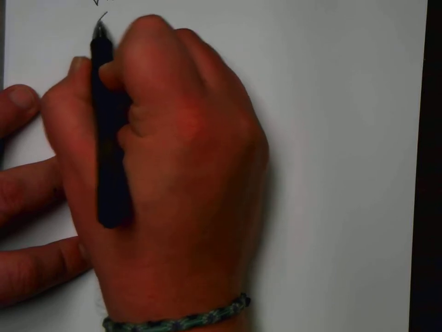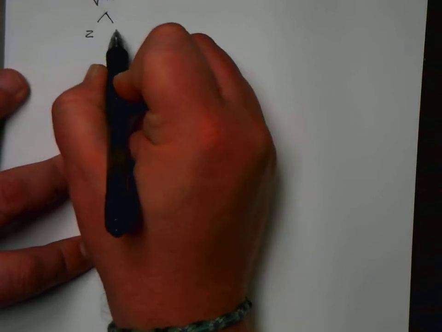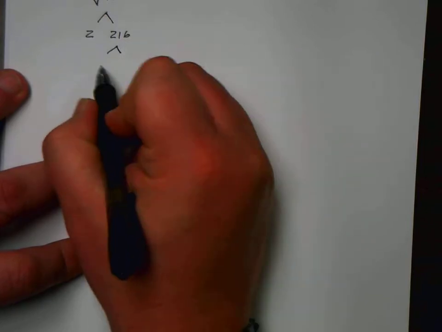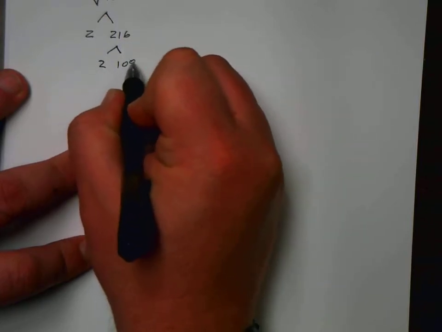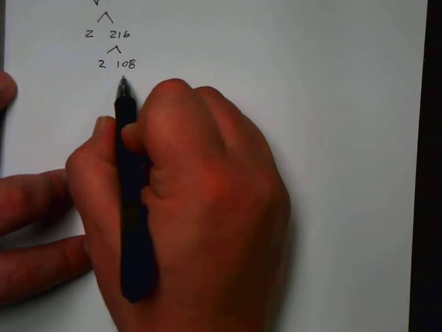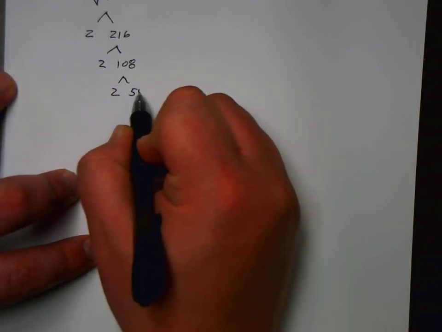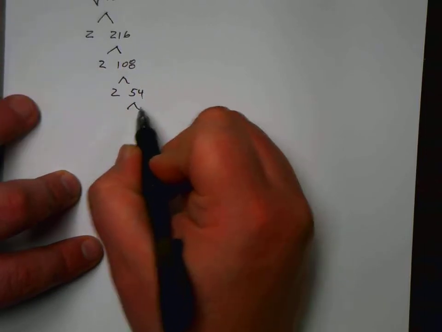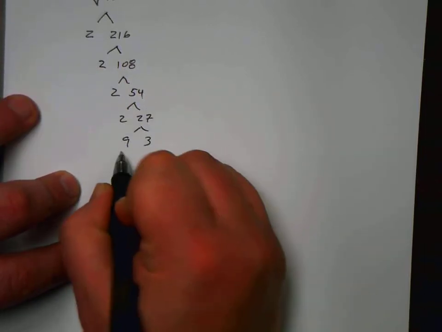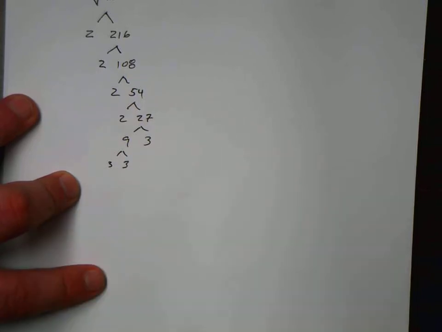All right, so it ends in a 2, so I know that it's even. So I can break this into 2 times 216. Again, I could do 2 times 108. I could keep going in 2s. I could say this is 2 and 54. Hey, I've seen that before. So that's 2 and 27. I have a 9 and a 3. A 3 and a 3.